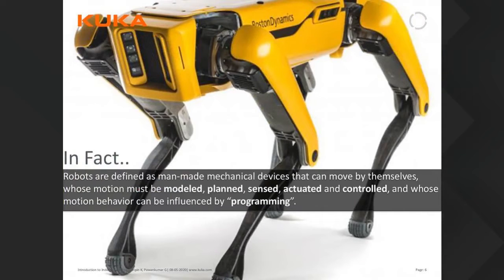But in fact, a robot is defined as a man-made mechanical device that can move by itself, whose motion must be modeled, planned, sensed, actuated, and controlled, and whose motion behavior can be influenced by programming. So it is a system which can also be reprogrammed. That is the definition of a robot.